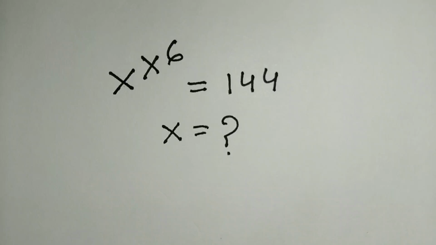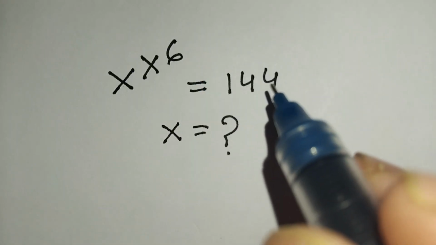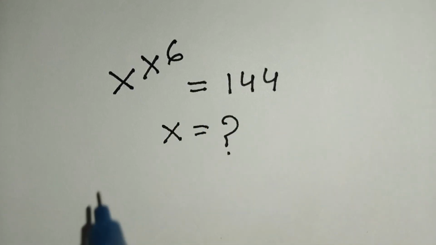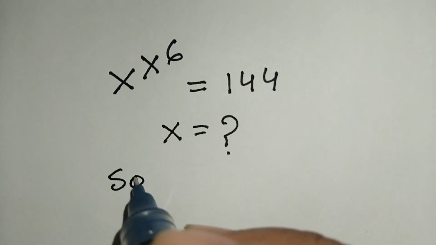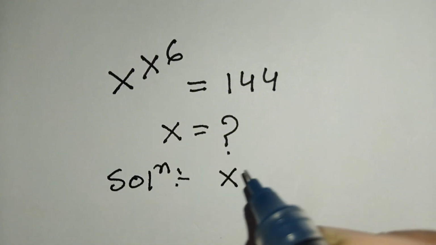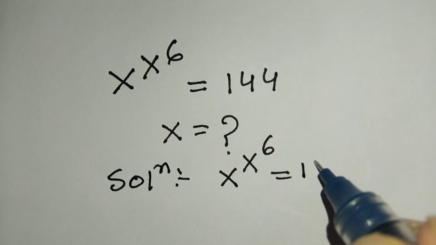Hello, this is a nice math problem. x to the power 6 is equal to 144, and we have to find the value of x. So let us start. Solution. The given equation is x to the power 6 is equal to 144.